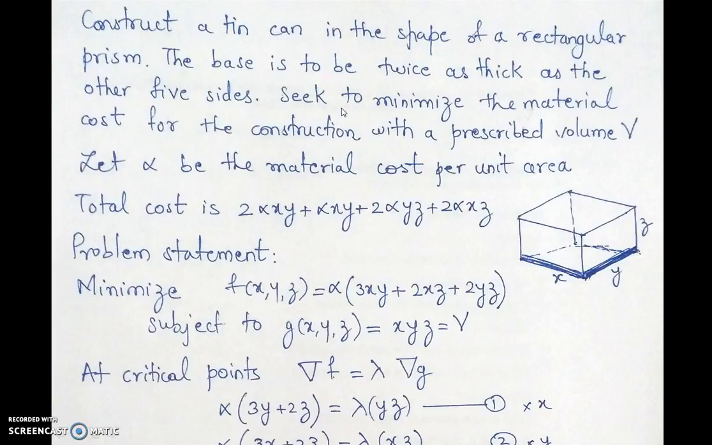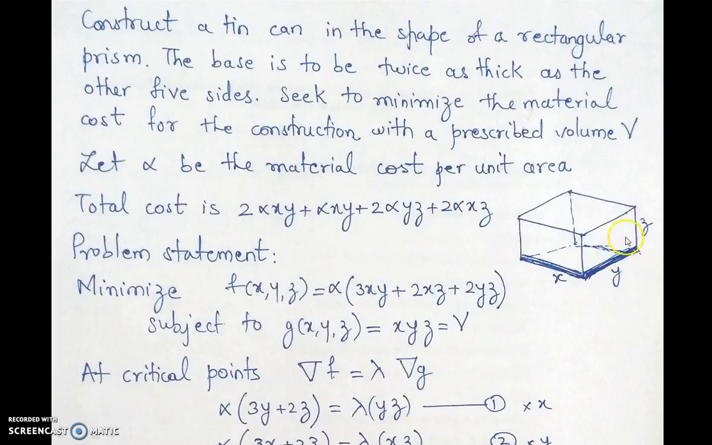and we here seek to minimize the material cost for the construction of a tin with prescribed volume V. Let alpha be the material cost per unit area. So then what will be the total cost? So let us refer to this diagram.